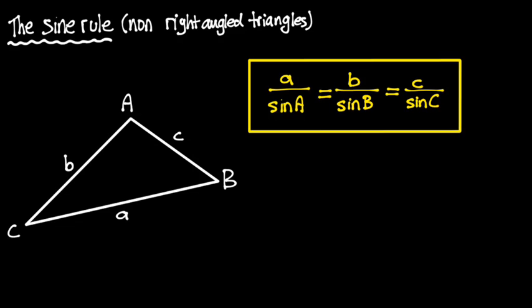Here is the sine rule written out for you. It's a over sine A equals b over sine B equals c over sine C. Now let's go through and have a look at an example of how we can use that.